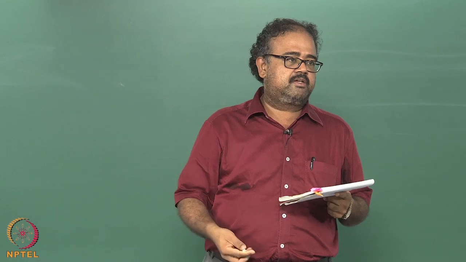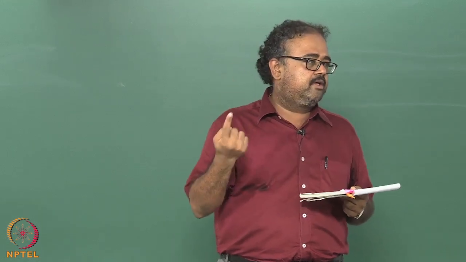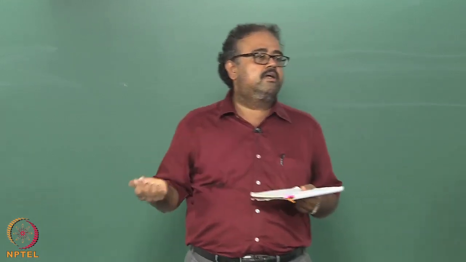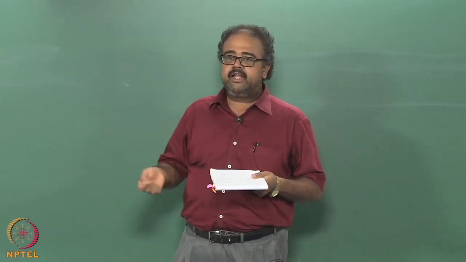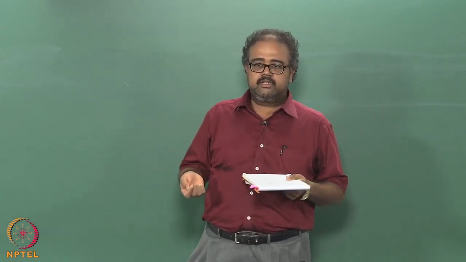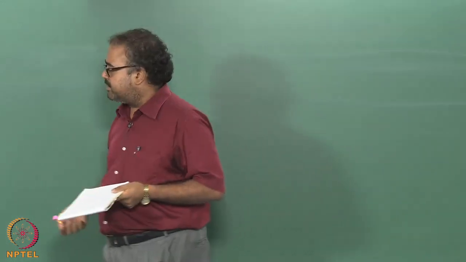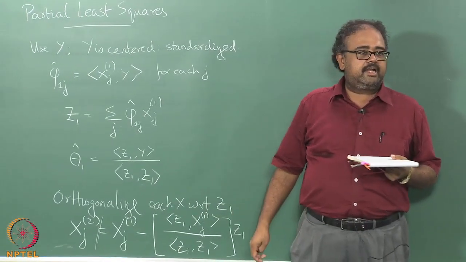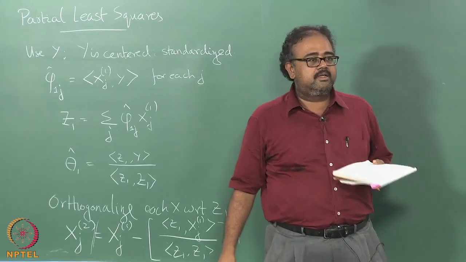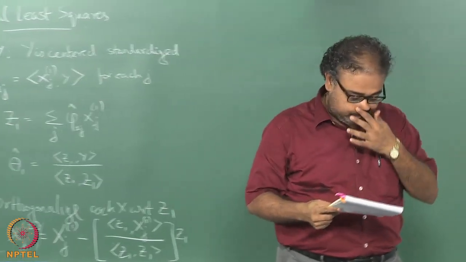and then I can keep repeating the whole process, right. I can take y, project it along xj2, right, and then combine that and get z2, and then regress y on z2 to get theta 2, right. So I can keep doing this until I get as many directions as I want, right.